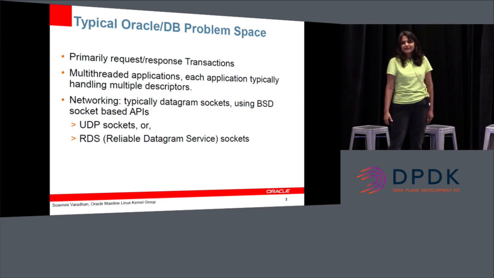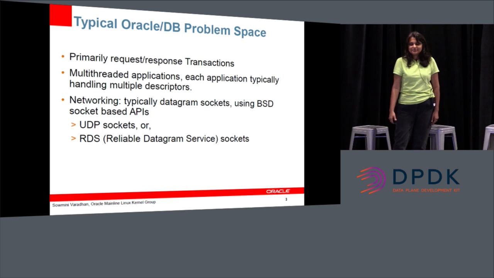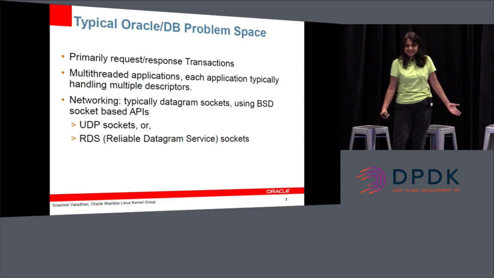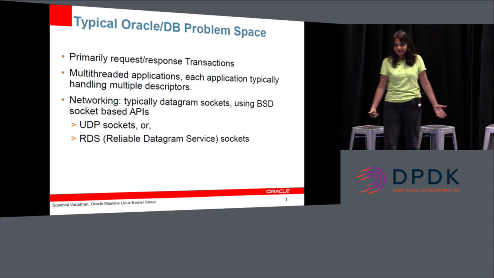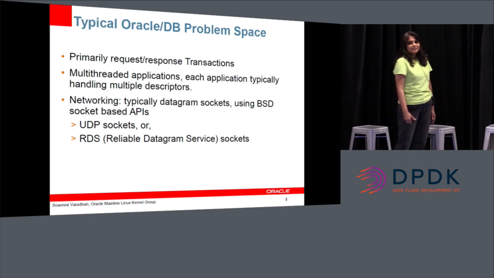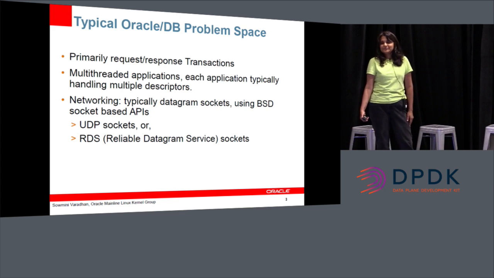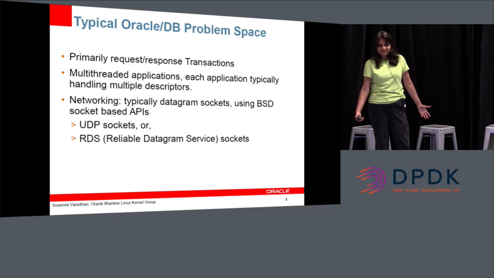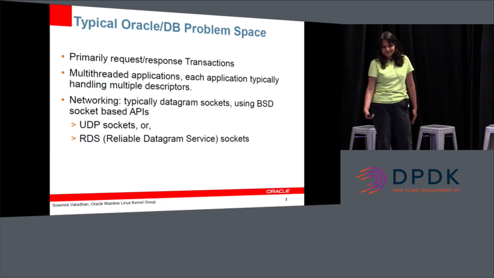In terms of networking, our transactions are mostly done over datagram sockets. And what happens there is we use BSD-like, POSIX-like socket APIs. That means it might not be perfect POSIX, but it's going to look like that a lot. Our networking performance challenges are mostly in the datagram socket area, and we use two types of datagram sockets. One is UDP, which most people have used, and the other is an Oracle-specific protocol called RDS, which stands for Reliable Datagram Socket Service, which is also a datagram socket.